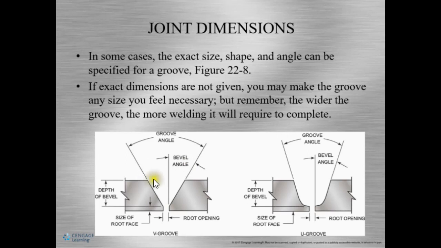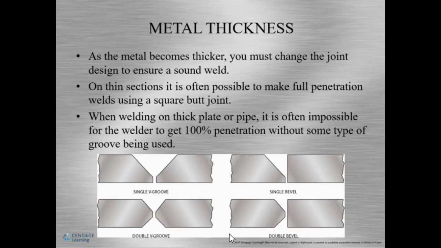So what will happen, let's take this for example, this is a 1-inch plate, and they say depth of bevel is 1/2 inch, which means this angle will only be done 1/2 inch, and then this material here will still be there. I hope this makes sense. All right, let's keep going. Metal thickness.